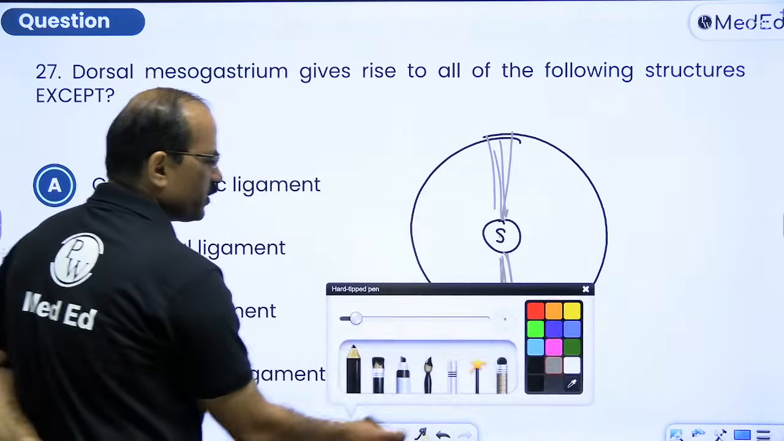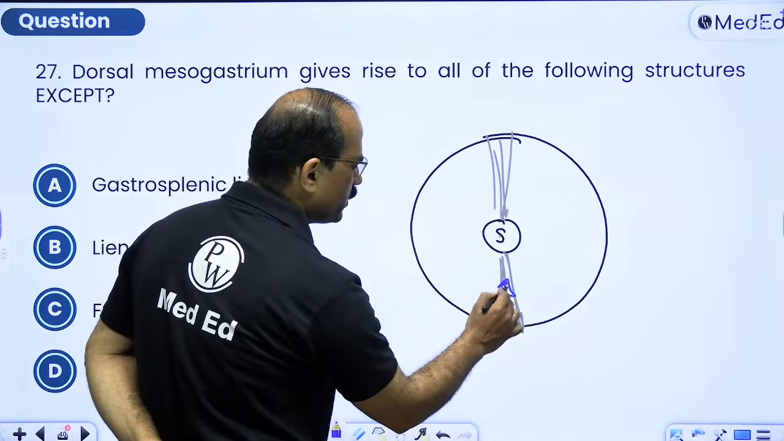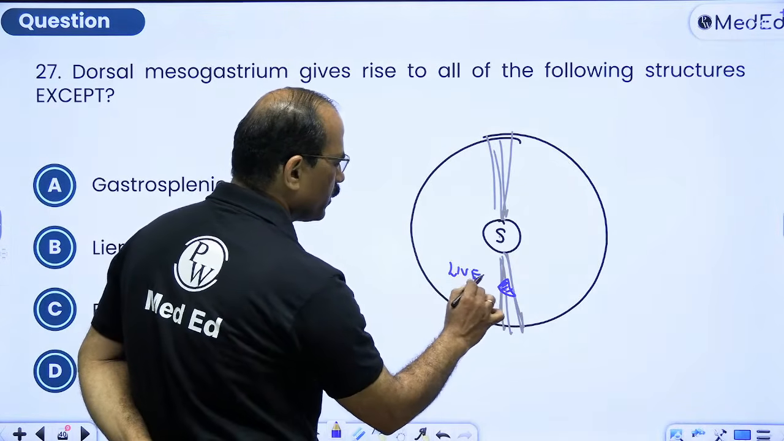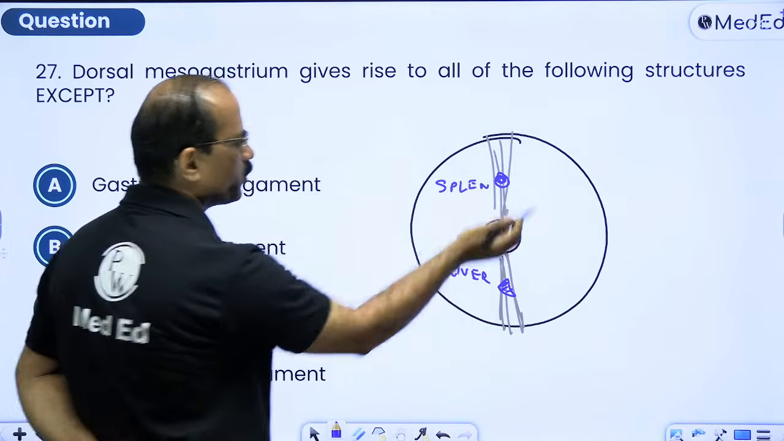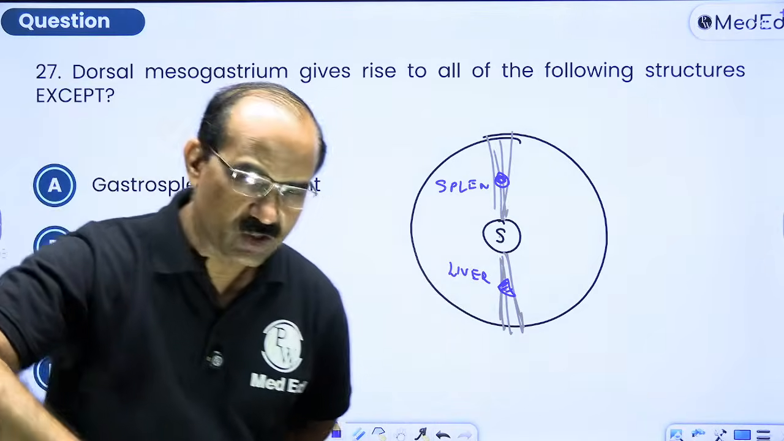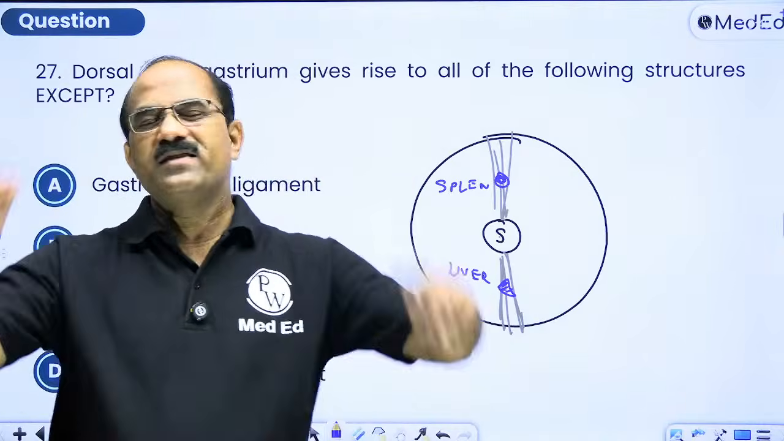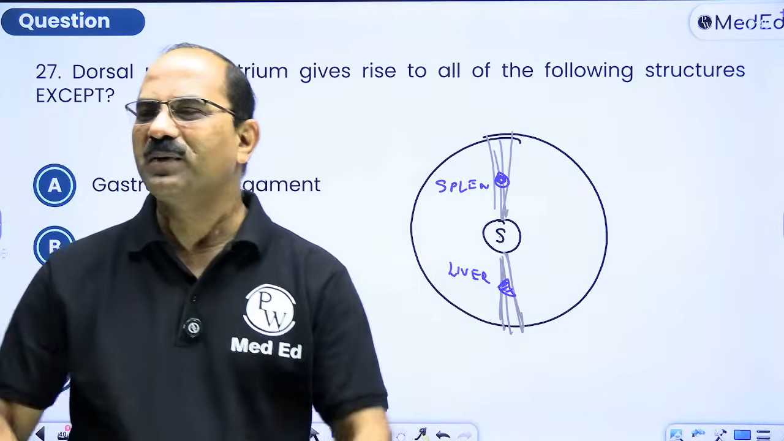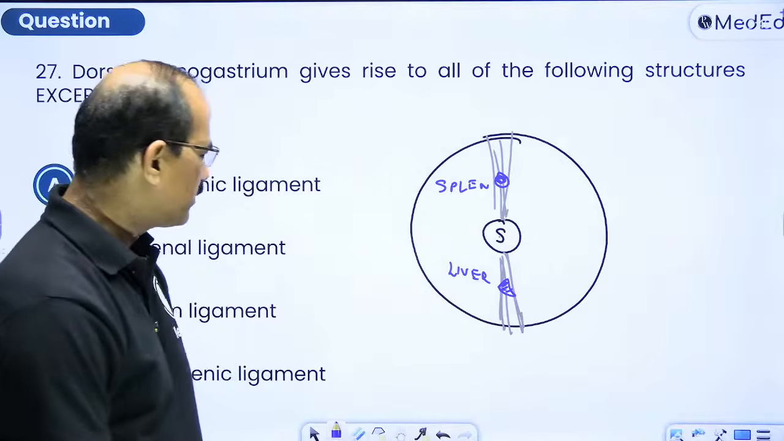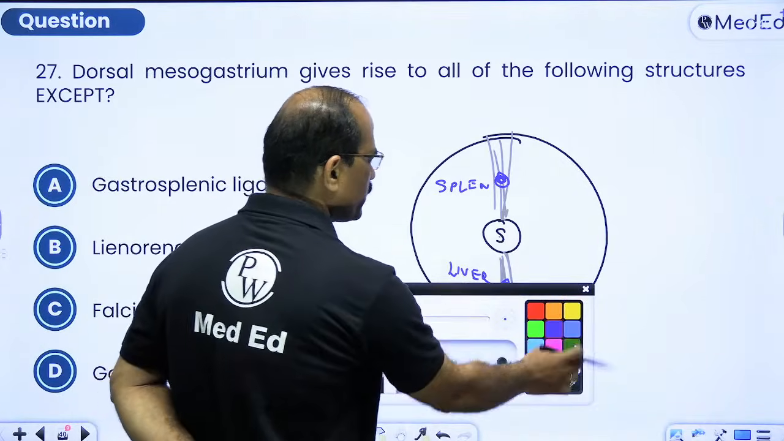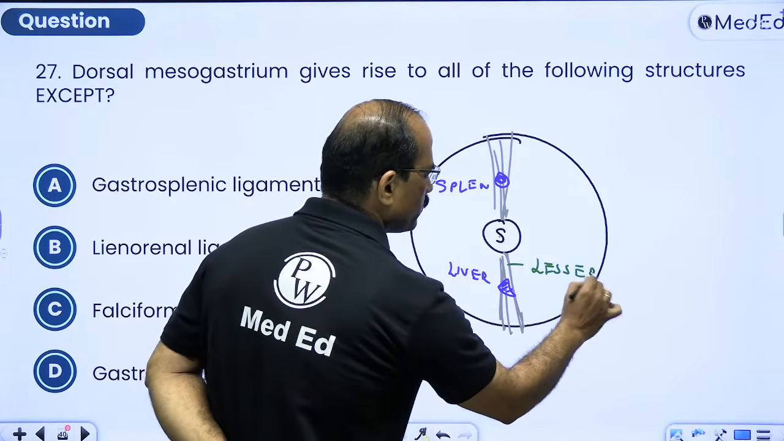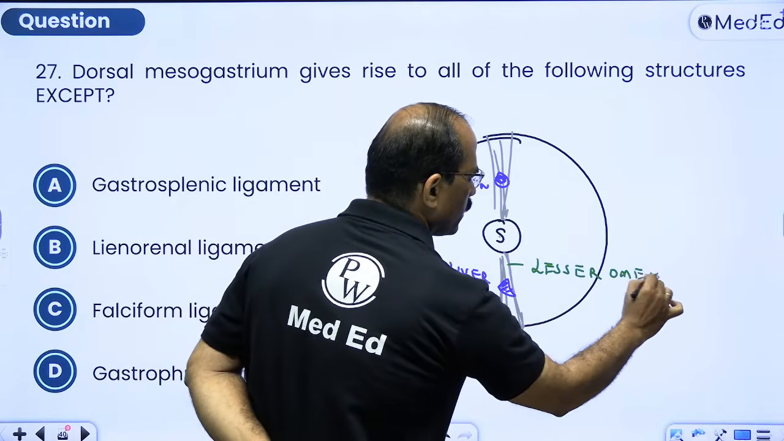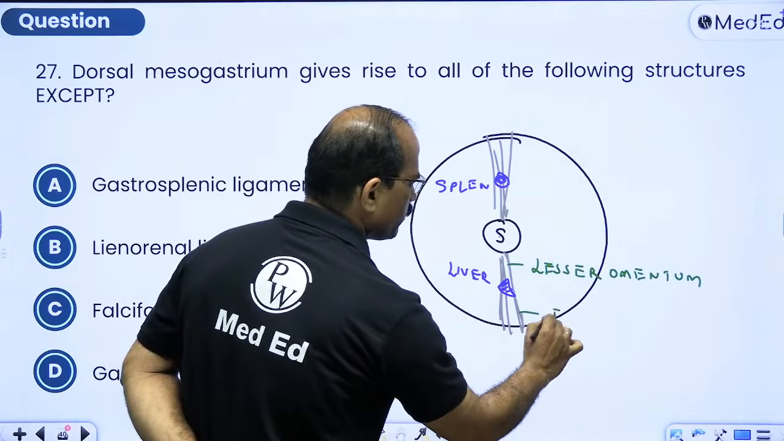What develops in the ventral mesogastrium? Here is the liver. And here, what develops? Spleen. That's the spleen formed. So what develops in the ventral mesogastrium is the liver. As the liver is formed in the ventral mesogastrium, it divides it into two parts. This becomes the lesser omentum, and this becomes the falciform ligament.